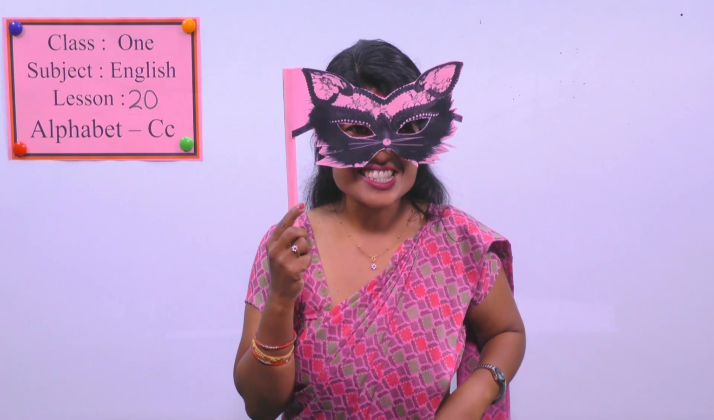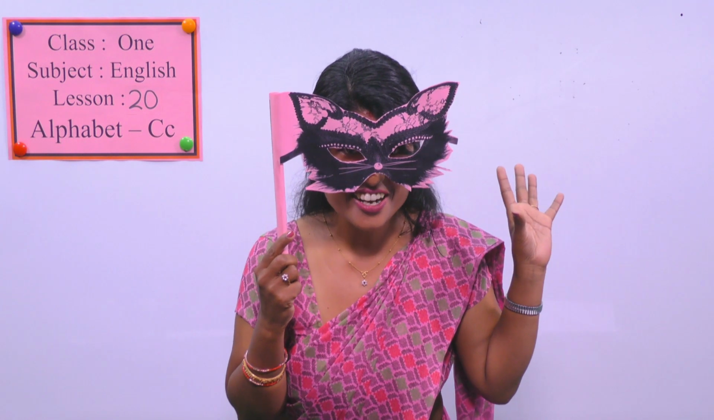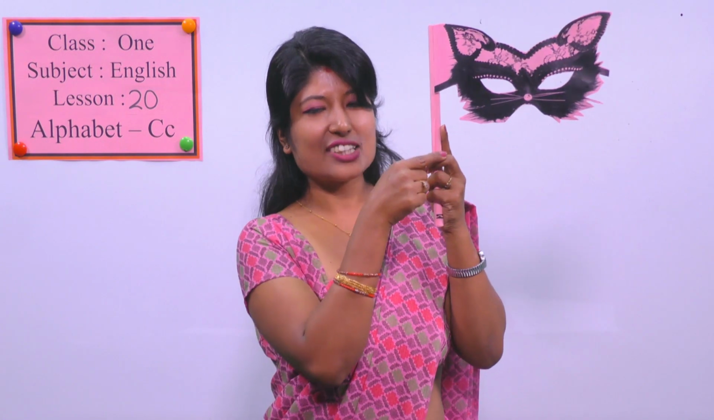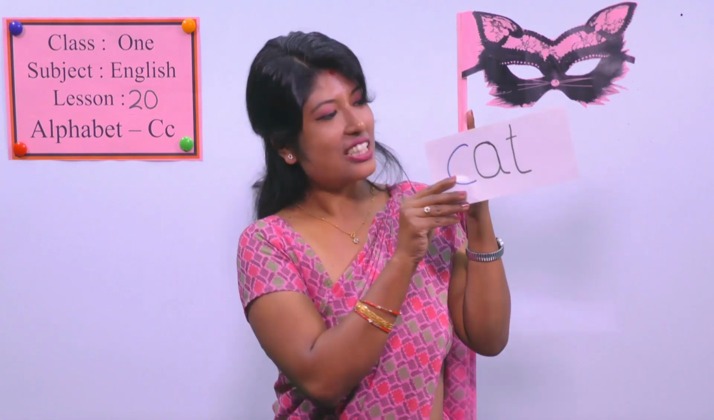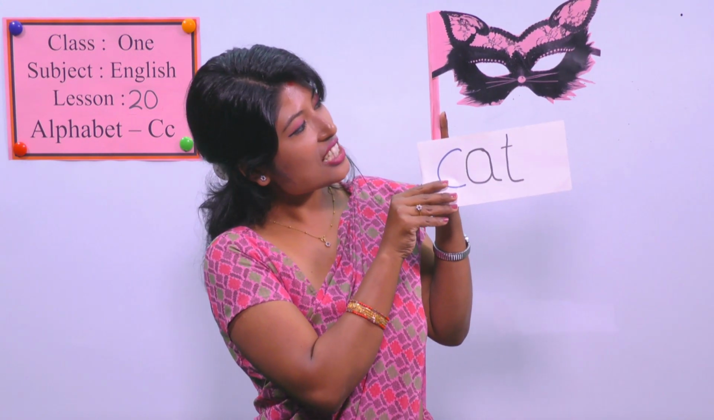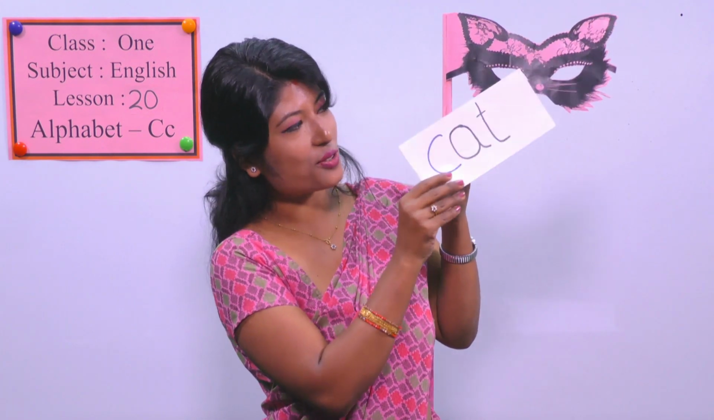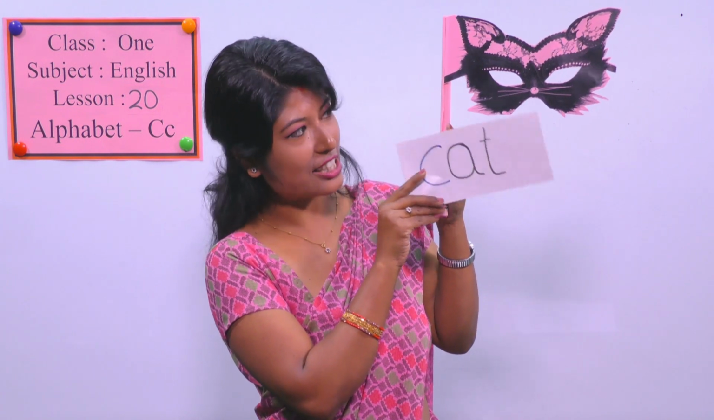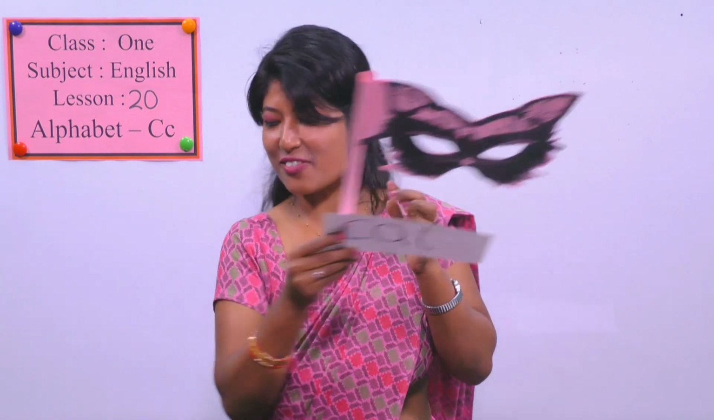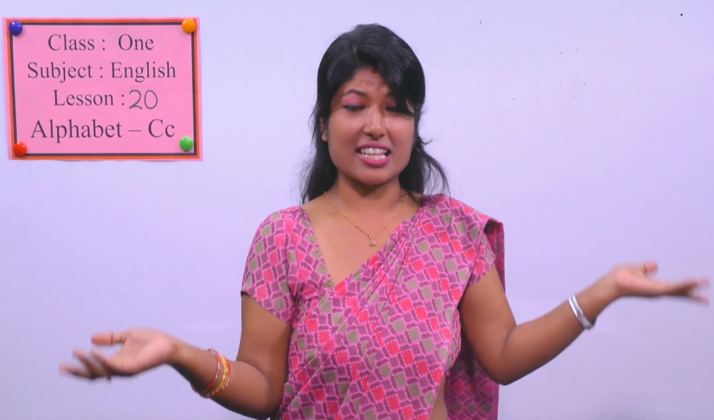Okay, and now I have got the final object. What is this? Are you scared? This is not exactly a cat, C-A-T, cat, but the mask of a cat, right? C-A-T, cat. It is a cat mask, okay? Not exactly a cat, but a cat mask, right? C-A-T, cat. So I hope you have learned and enjoyed today's lesson.